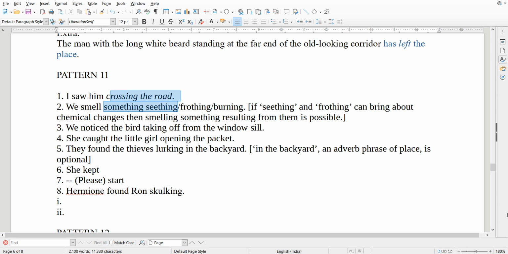She kept bringing up the matter. Yeah, so this is different from the gerund that we saw. Okay, she kept the stove burning, or she kept bringing up the matter. Either is possible.